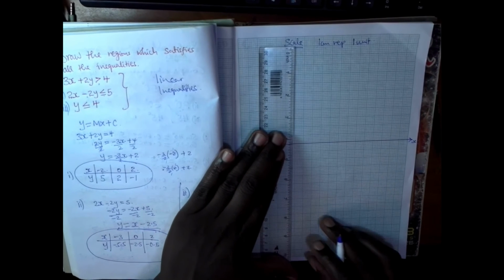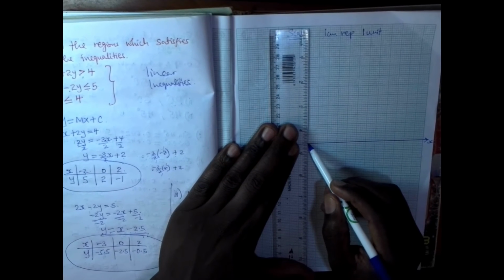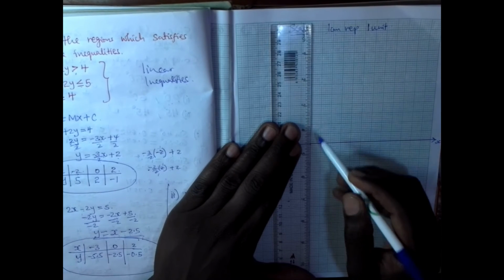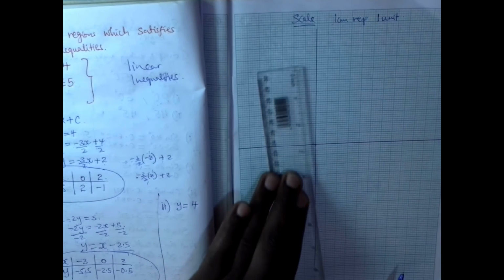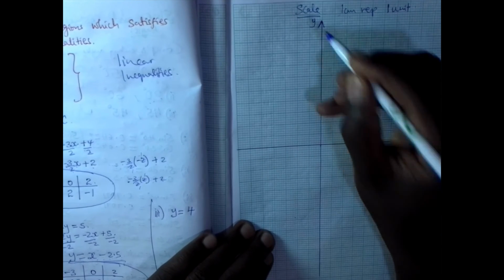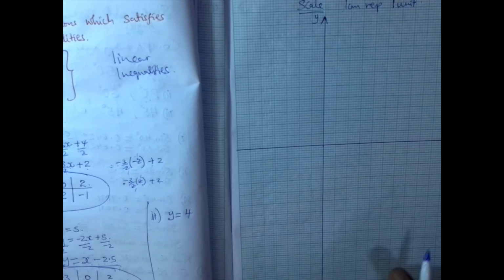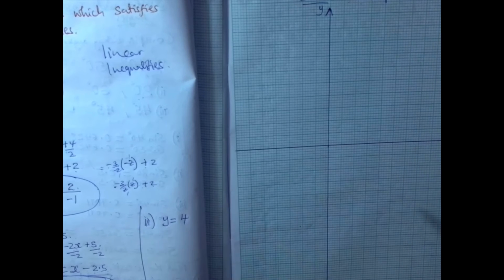As the x-axis, indicate that arrow, and also I draw the y-axis. Indicate that arrow, this is the y-axis. So I've said I'm going to use a scale of 1 centimeter to represent 1 unit.